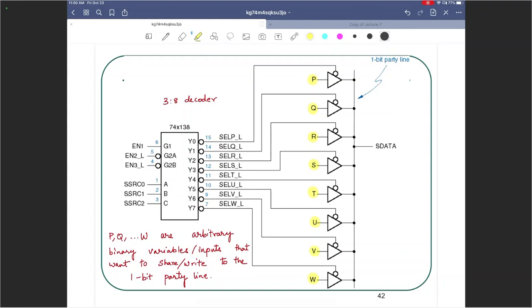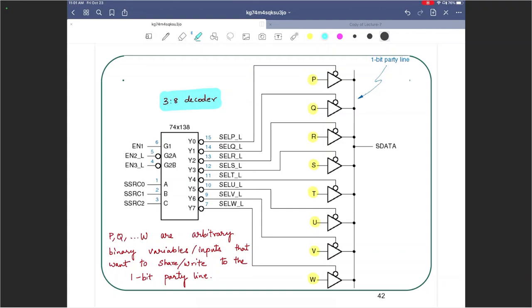But I cannot allow more than one. I can only allow one guy to be able to write to it at any given time. Which is why I'm going to use my friend 3 to 8 decoder that guarantees that only one of the tri-state buffers is going to be active at any given time.